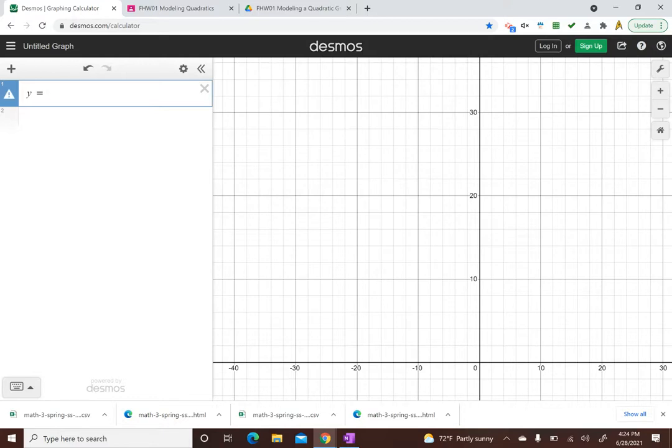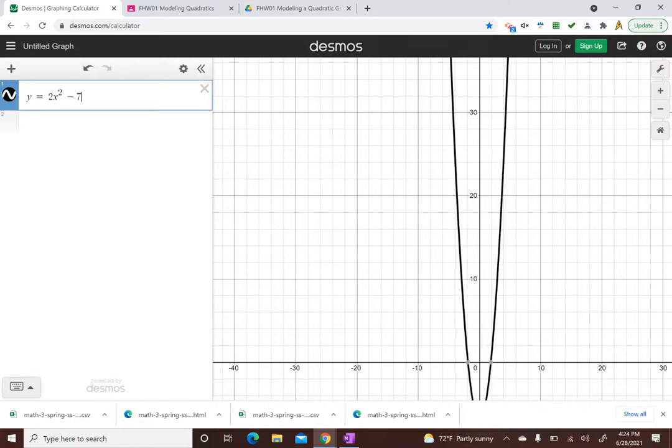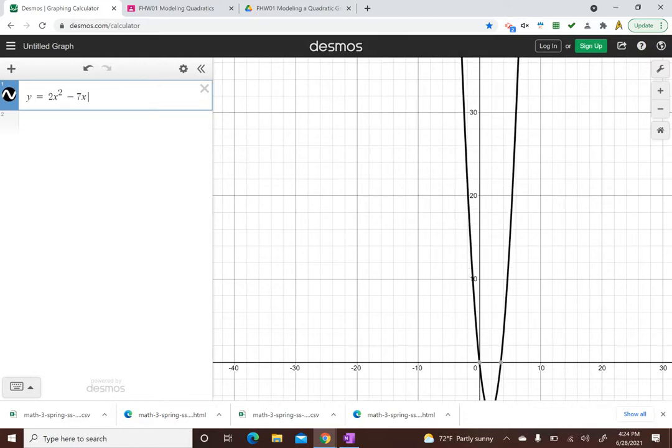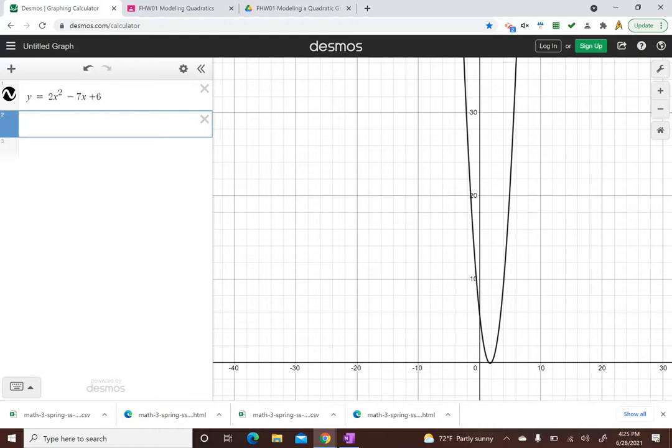We're doing 2x squared minus 7x plus 6. Nice. Second one, y equals negative 2x squared plus 5x minus 3.